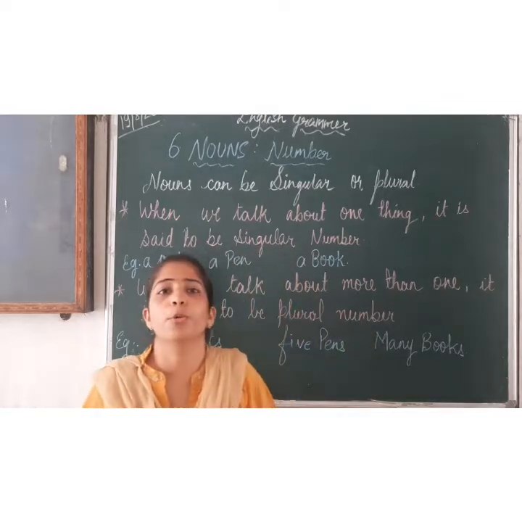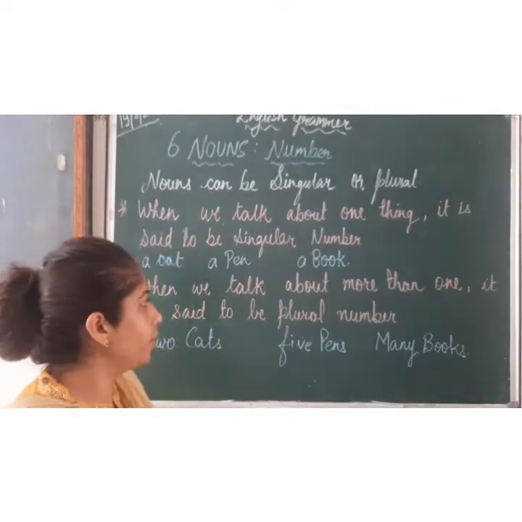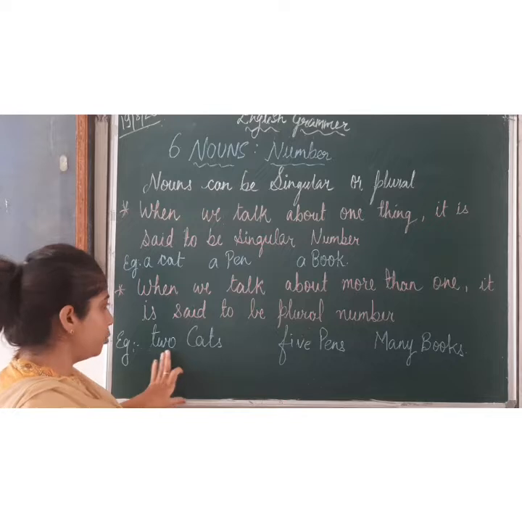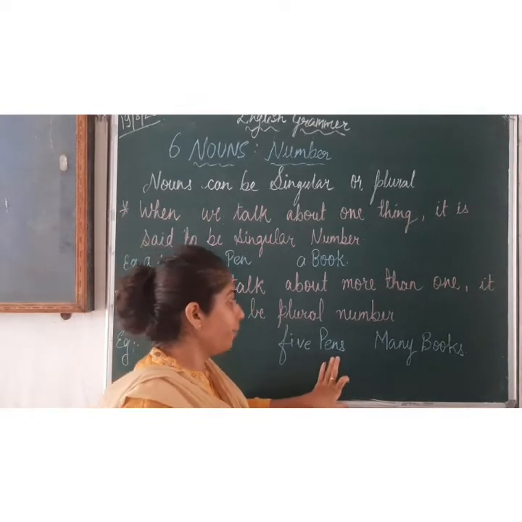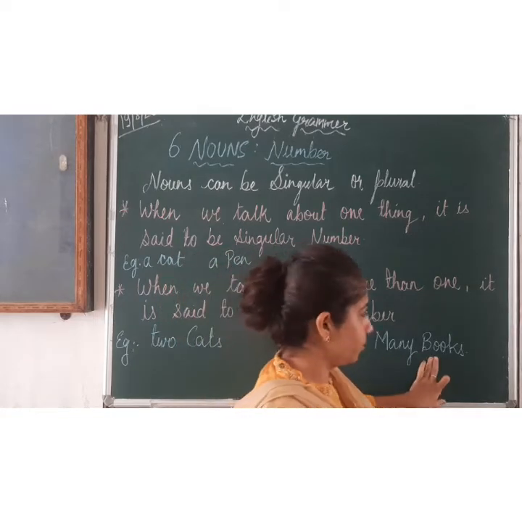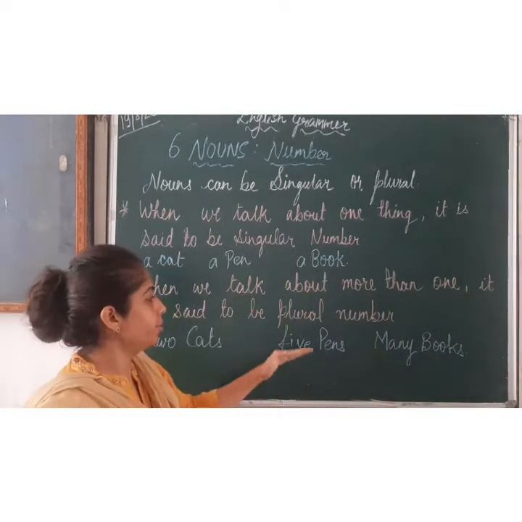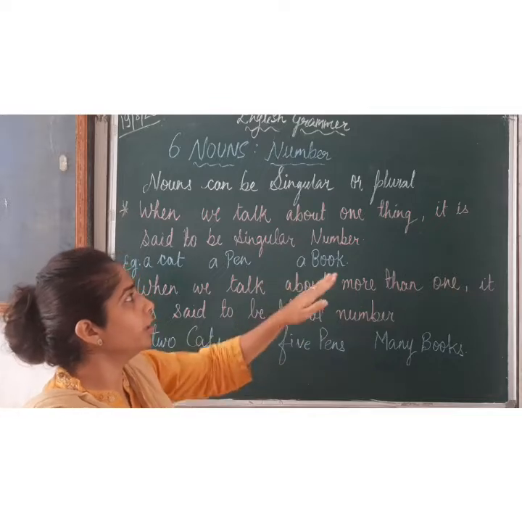Now see, when we talk about more than one, it is said to be plural number. When we talk about more than one thing, then it will be plural. See, two cats will be plural number. 5 pens, many books. This is the definition of singular number and plural number.